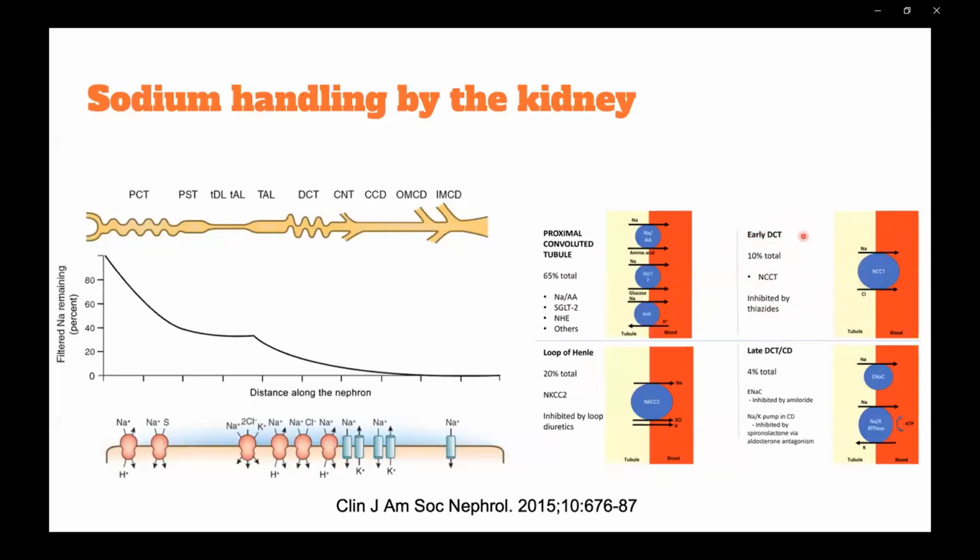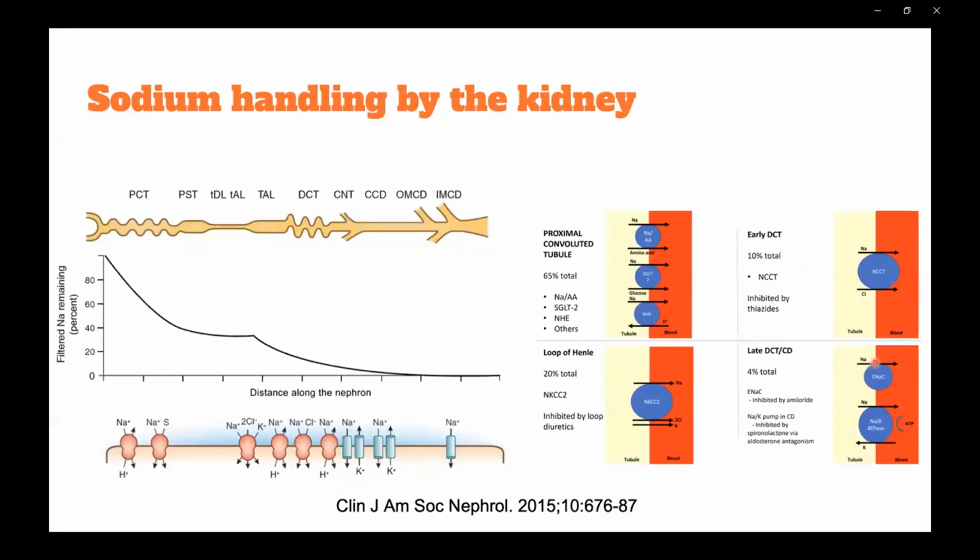So about 10% of the sodium is reabsorbed at the distal tubule, and we inhibit it if we use a thiazide diuretic. And finally, the distal control of sodium is happening in the cortical collecting ducts and the outer medullary and inner medullary collecting ducts, chiefly through these channels. What are these channels? This is the ENaC channel, which is inhibited by amiloride and triamterene, where sodium is reabsorbed.